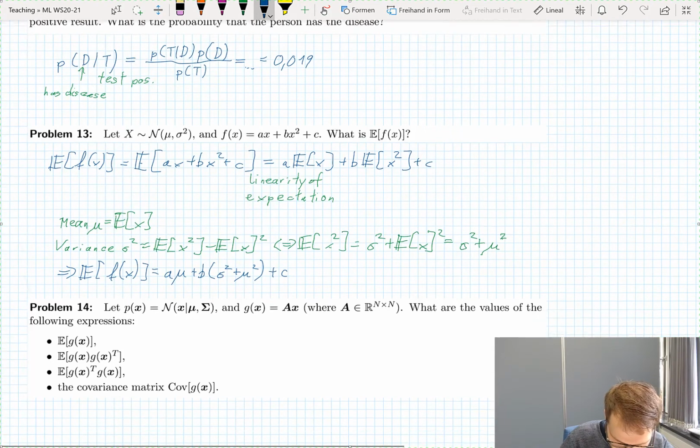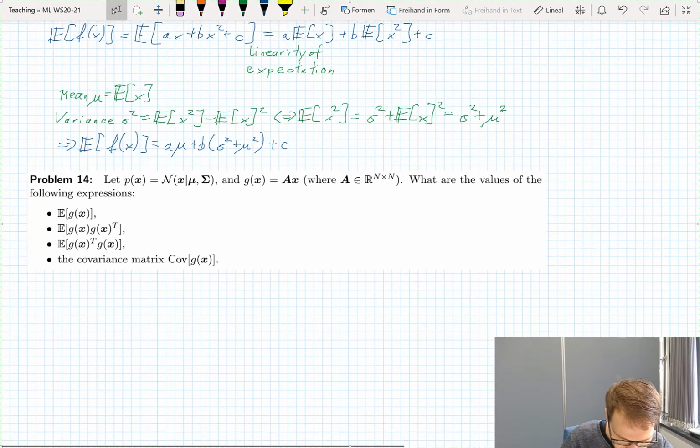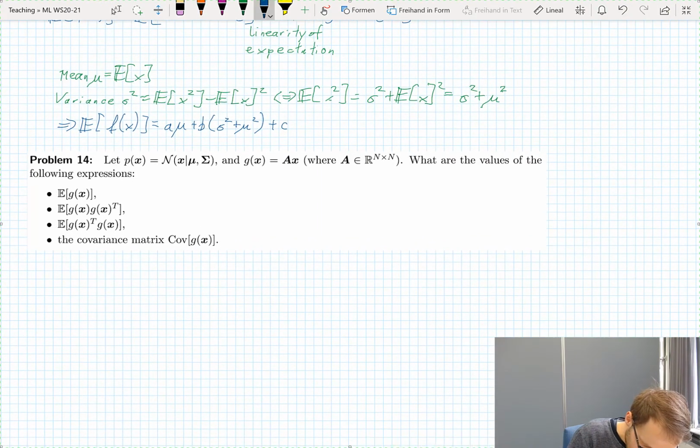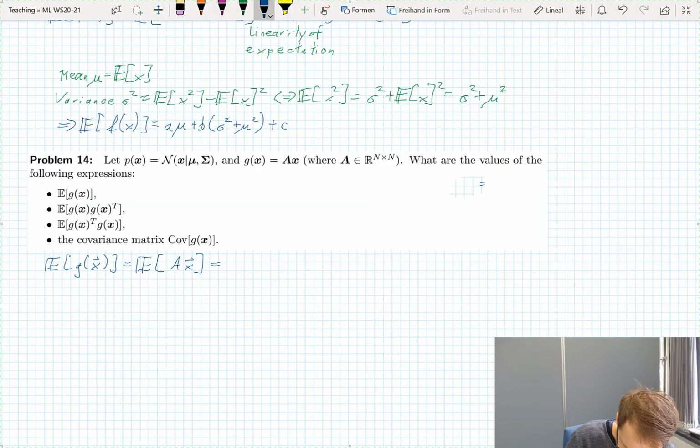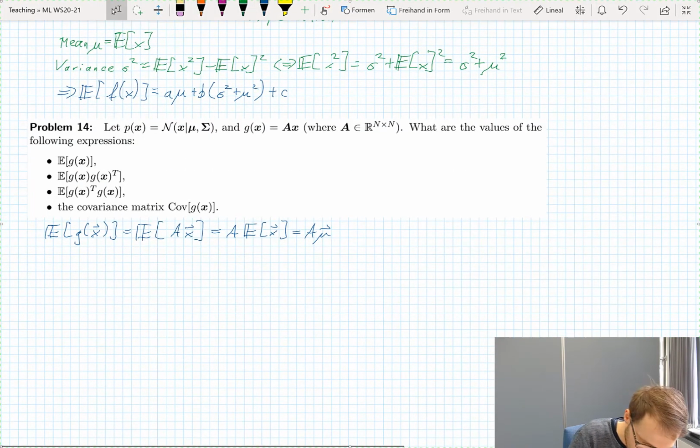so the expectation of f of x equals a times mu, so that's the first term, plus b times sigma squared plus mu squared, oops, plus mu squared actually, plus c. Okay, so now let's do this with multivariate Gaussians. So let's start simple, expectation of g of x equals the expectation of a times x. Okay, and now linearity, so we have a times the expectation of x, and that is just a times mu. And done.